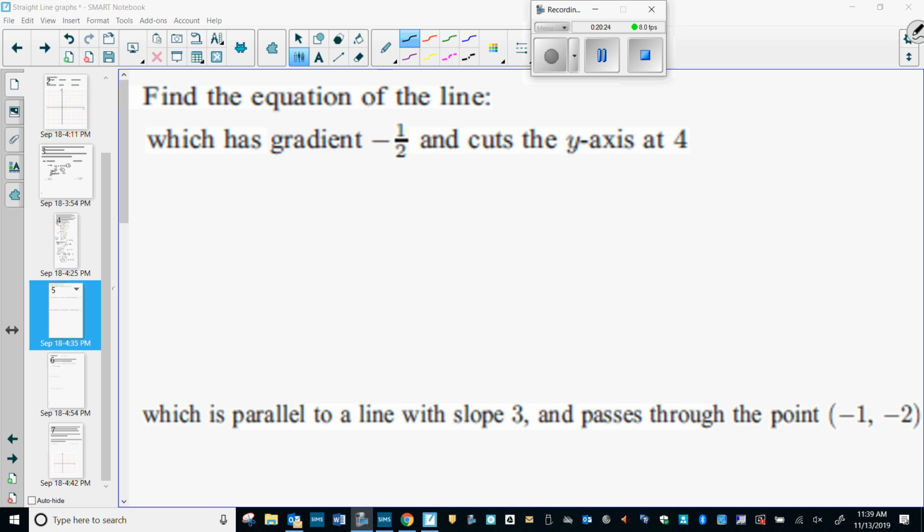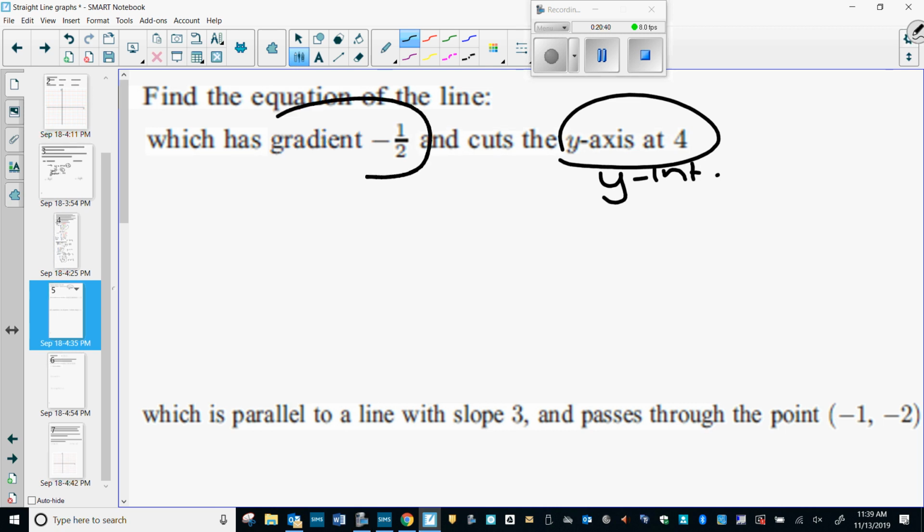Find the equation of the line. So, we're told the gradient, and we're told where it cuts the y-axis. This one is a nice one, isn't it? Because we know that this means the y-intercept. And this, they told us it's the gradient. So what's my equation? Easy. y equals negative 1/2 x plus 4.